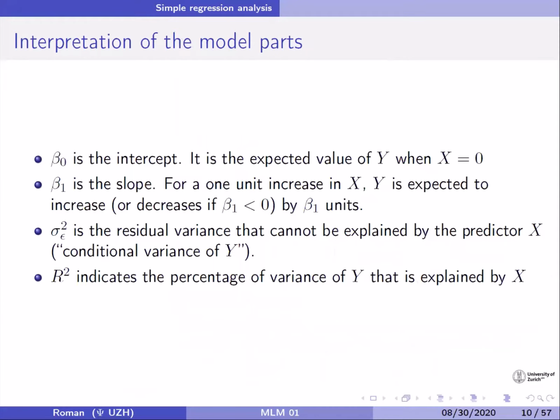So let's interpret the model parts. B0 is the intercept, and it is the expected value of Y when X equals 0. B1 is the slope. For a 1 unit increase in X, Y is expected to increase by B1 units. Now, of course, if B1 is negative, it would decrease by this many units. Sigma squared epsilon is the residual variance that cannot be explained by the predictor X. And R squared is the percentage of variance of Y that is explained by X.